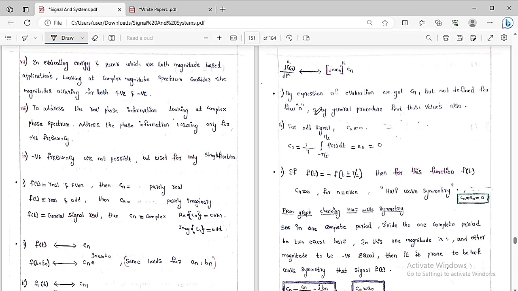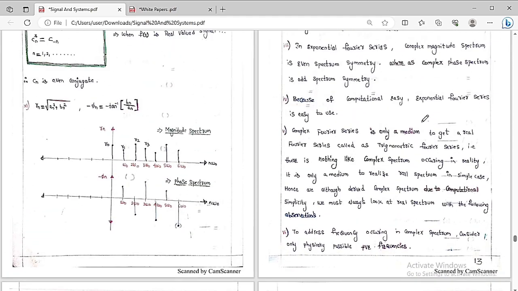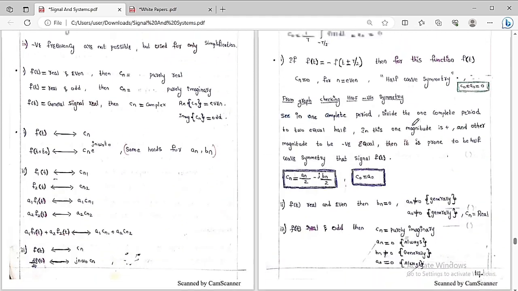The next point that we are going to discuss is: by expression of evaluation, we got the Cn, but it is not defined for a few n. So by general procedure, find those values also. Listen carefully. So what is the meaning of this? You know Cn. What is the Cn? I have already told you what the value of Cn is.